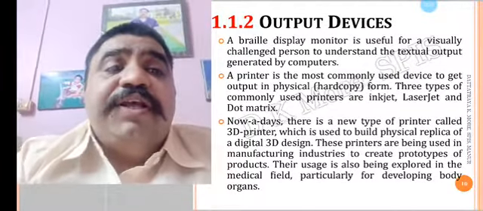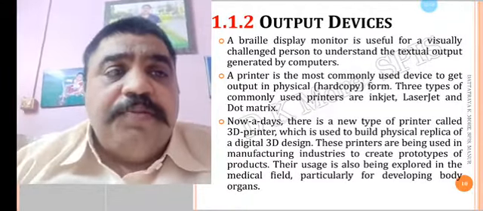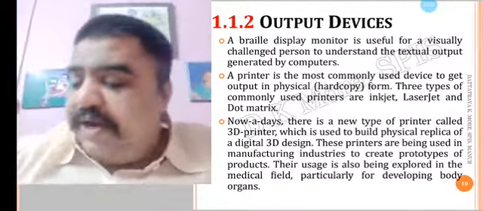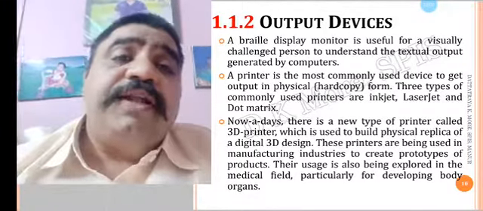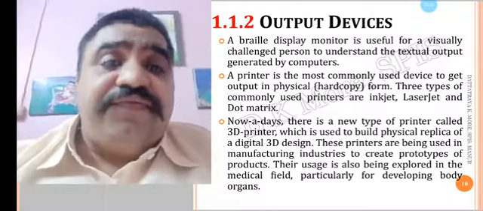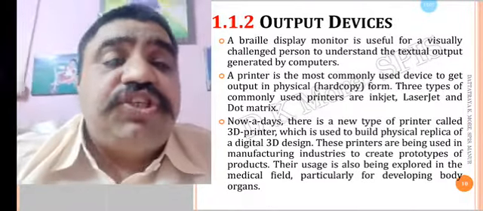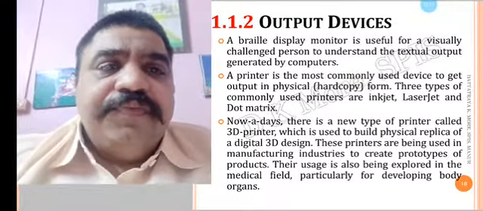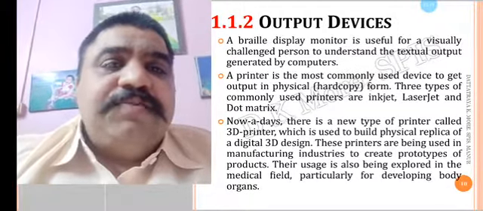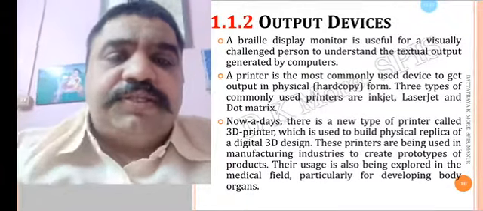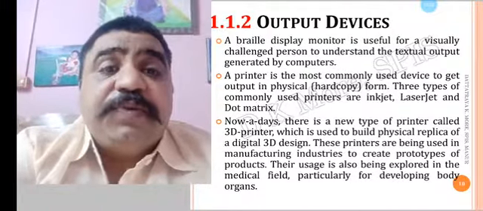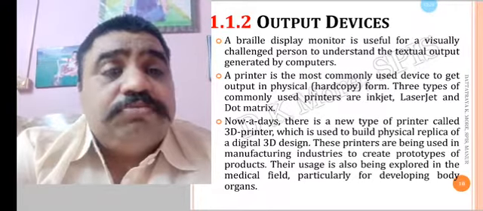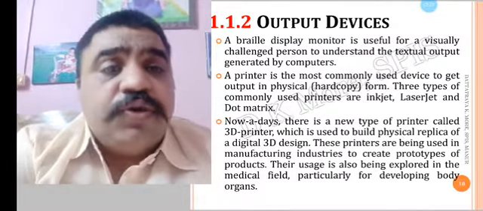Three types of commonly used printers are there: inkjet, thermal printer, dot matrix and laserjet. Dot matrix printers were there. Those dot matrix printers are very safe, in fact we can say very cheap. The cost for printing is very nominal, and in maximum places, maximum offices, dot matrix printers were used previously. Why? Because it was very cheap, and quality was okay.